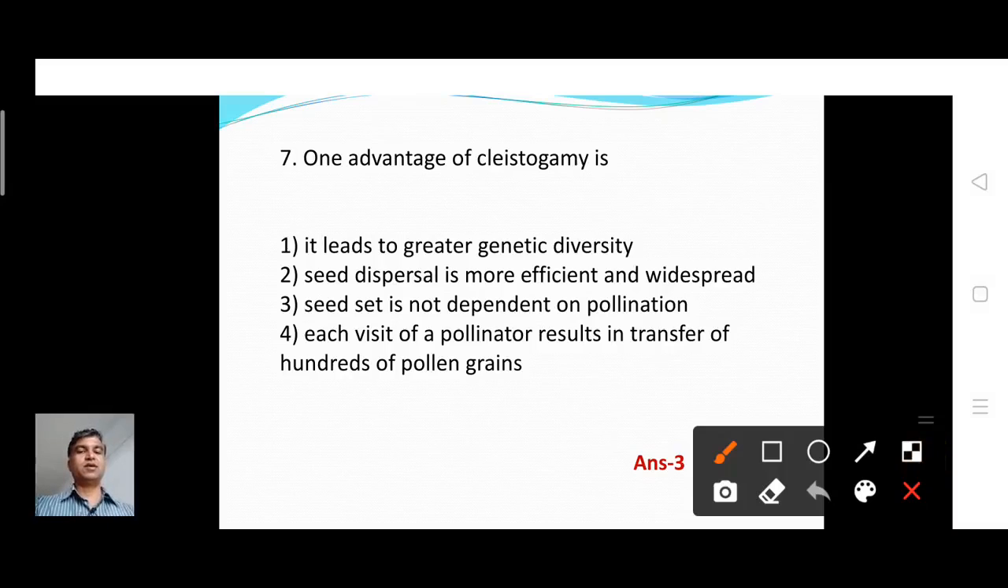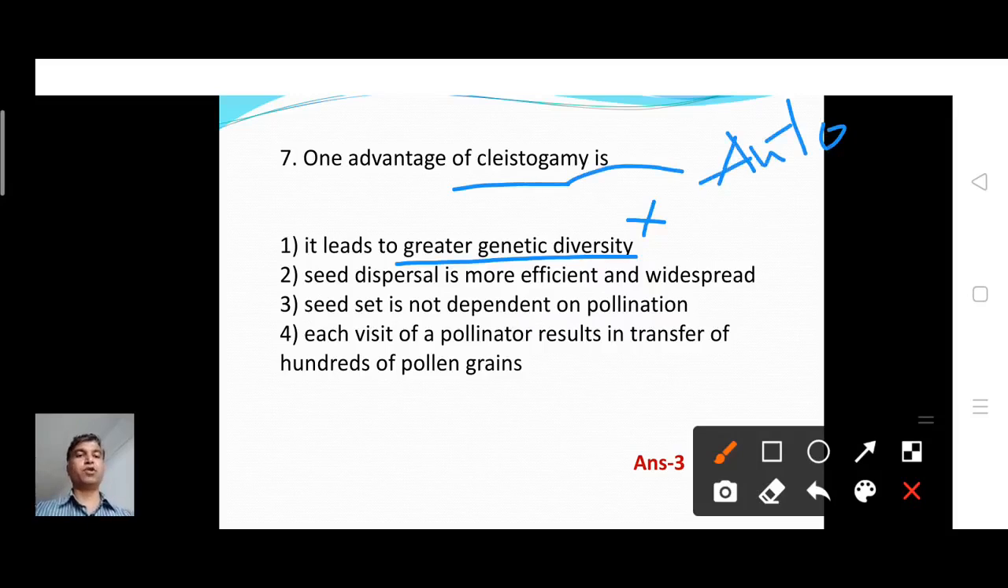Just see that one. 3 types of flowers we have seen. Regarding pollination, flowers are 2 types, chasmogamous and cleistogamous. Does cleistogamy lead to greater genetic variability? No. Cleistogamy leads to autogamy, that is nothing but self-pollination.